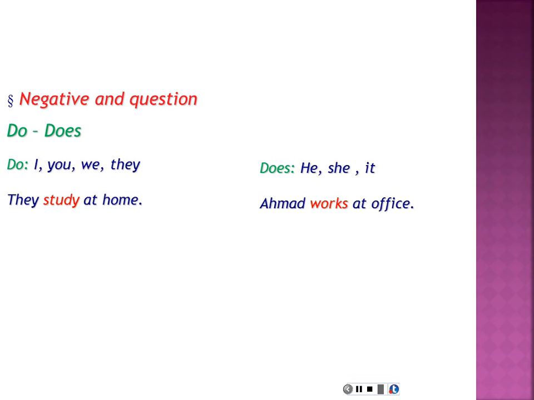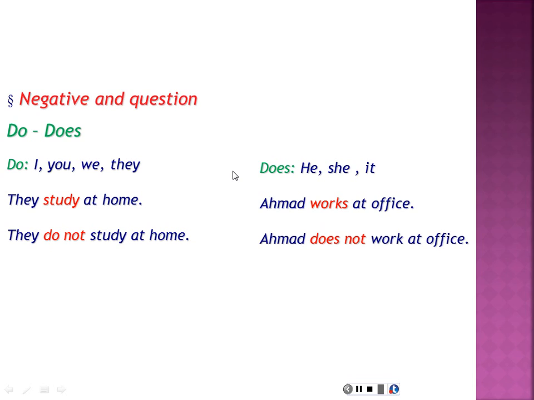So if you want to change this sentence into negative, we go back to the first sentence. They do not study at home. So we have to add do and not في حالة النفي before the verb. So they don't or do not study at home. So what we did, we added do and not before the verb.